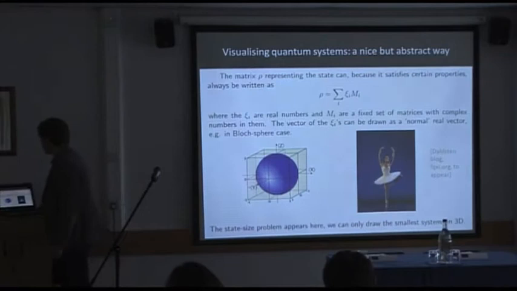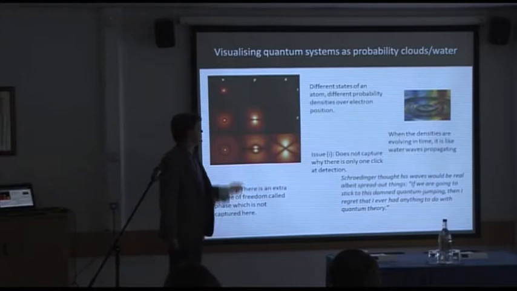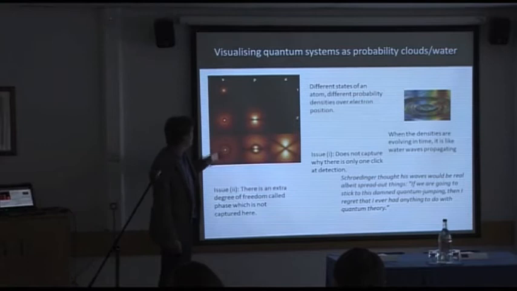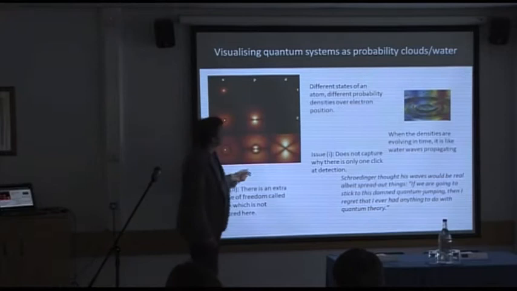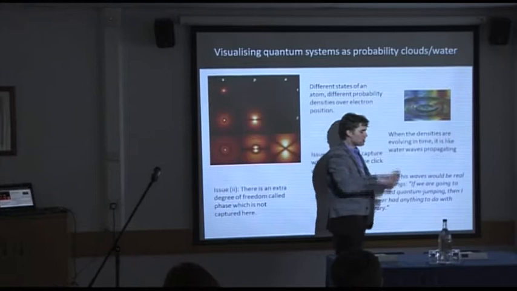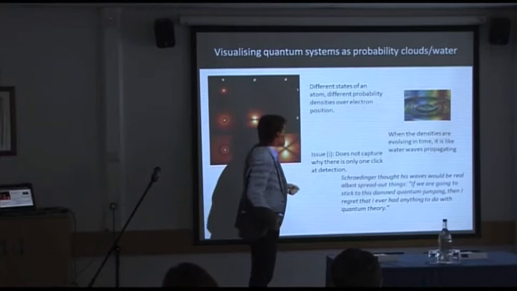Okay, then another thing which has appeared in your talk in a way is that you can visualize quantum systems as probability clouds or water collections. So here we have electron probability distributions of a hydrogen atom for different states. So high light means high probability. Now, you can also think of these things as water collections. And when you change the state, it's like water moving along, or like actual waves. This is actually a very powerful way of doing it.